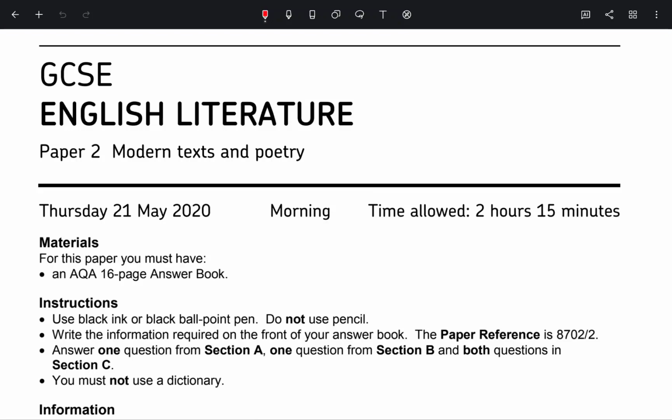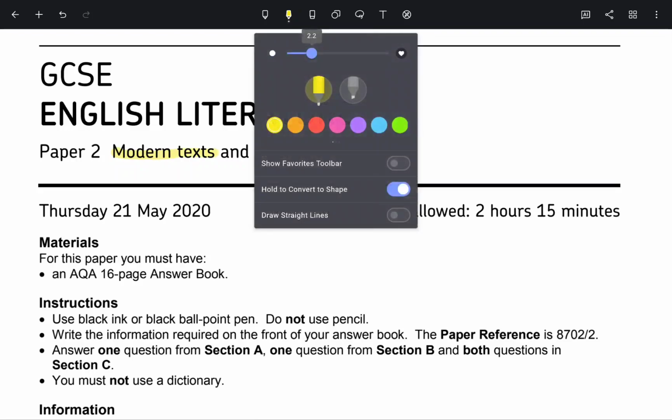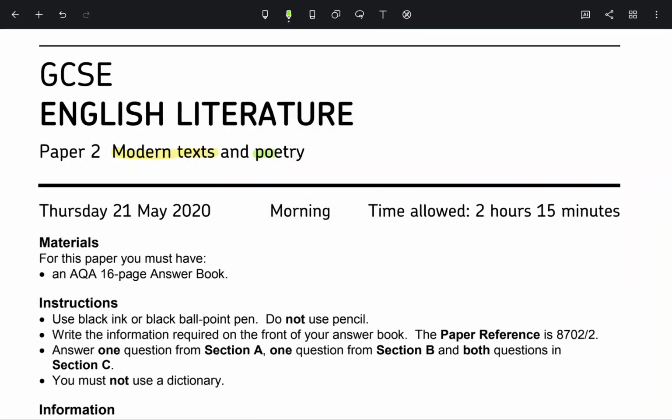Right, so having a look at the paper, this is the second and last paper that you will be sitting for English literature, and it's specifically on a modern text and poetry. So you will have studied a modern text, and also you have poetry for this paper. Now, the exam is quite long compared to paper 1 because it's 2 hours and 15 minutes.